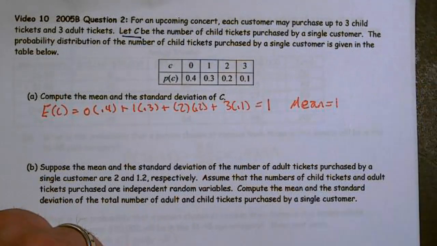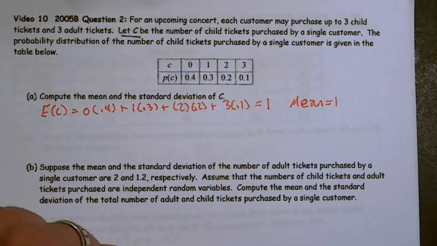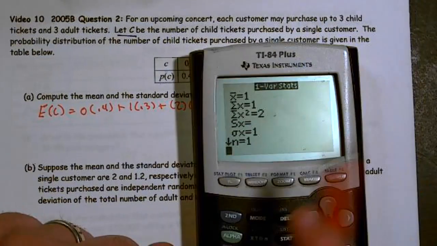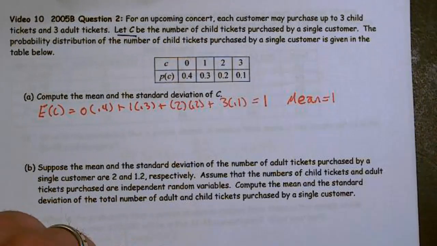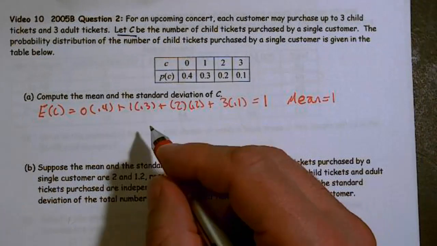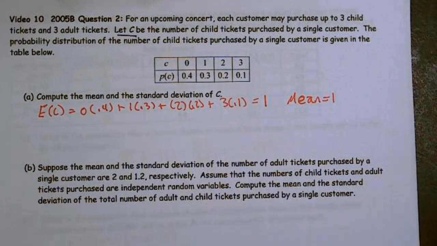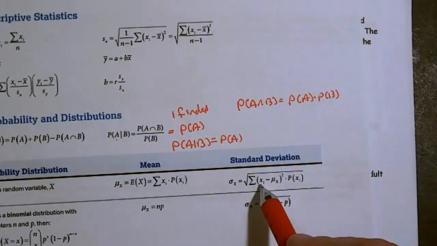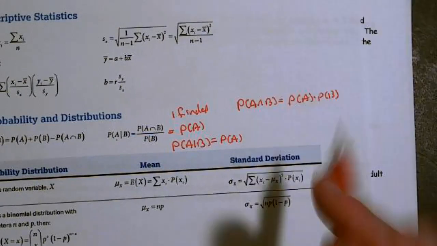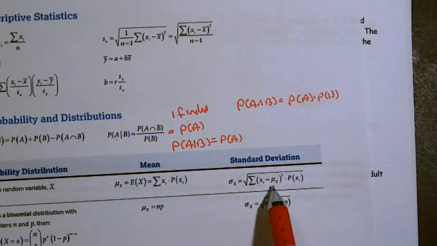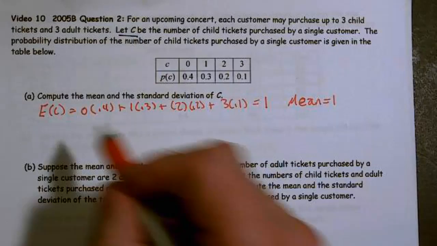And then they also want the standard deviation. Well, the calculator gave it to us, so we know our standard deviation is going to be 1, but we have to show our work. If we don't show our work, we get no credit. By the way, this formula is on the formula chart: it's the individual x's minus the mean, squared, times the probability. I like to think of it as observed minus expected.